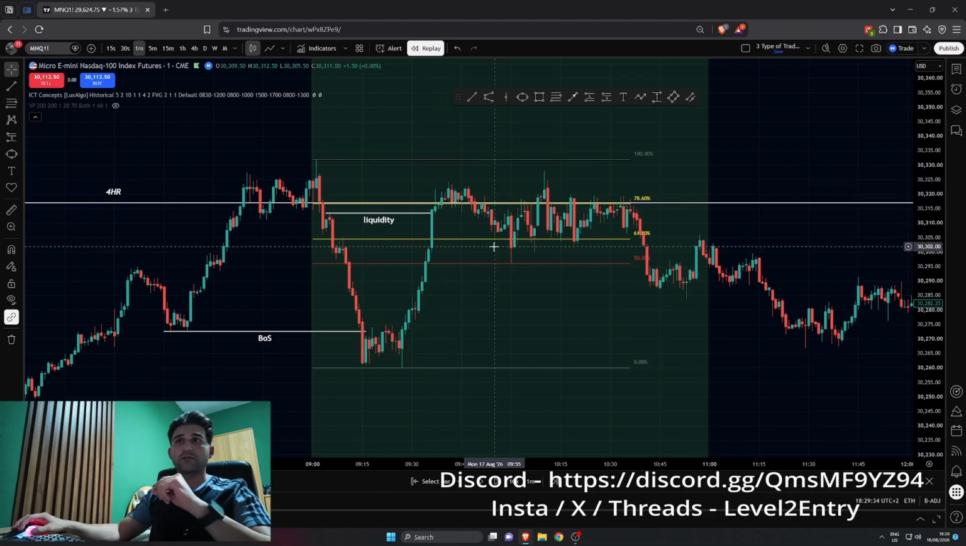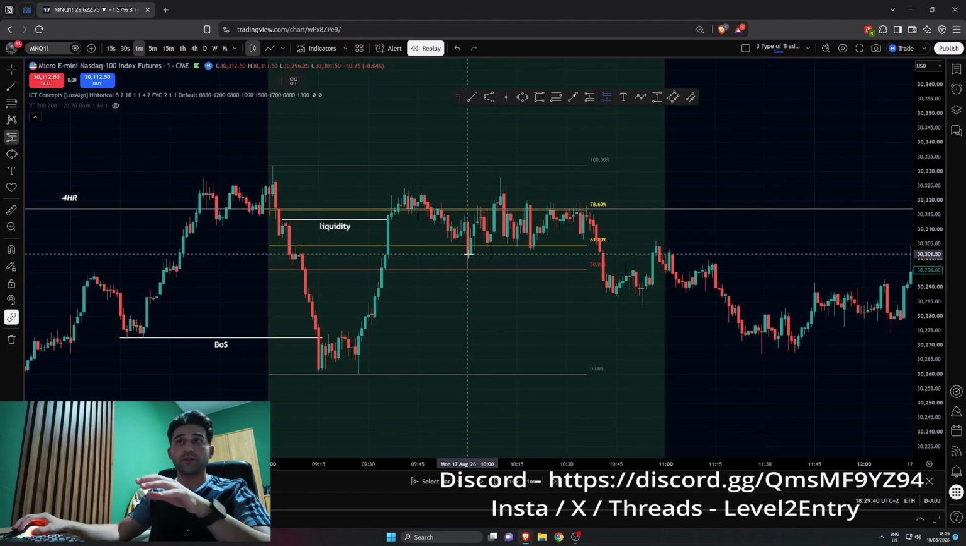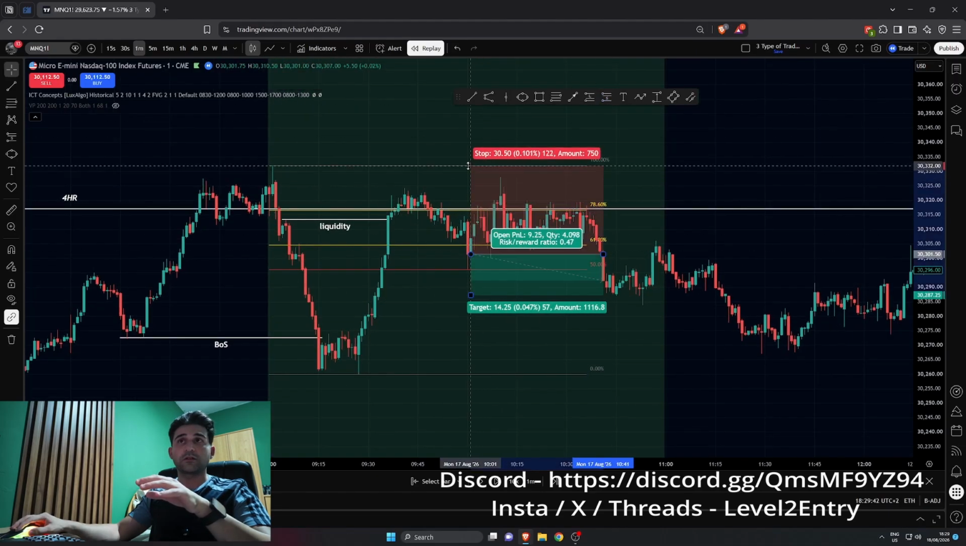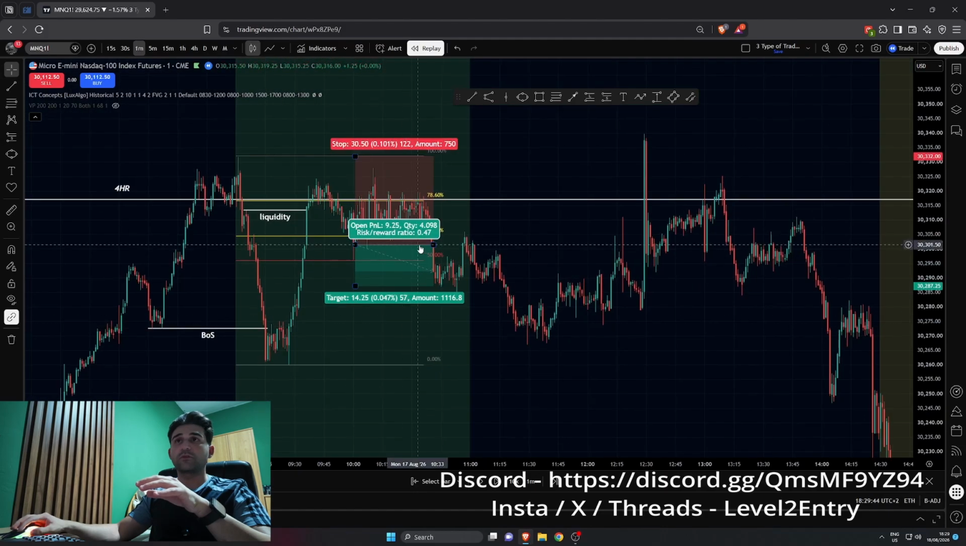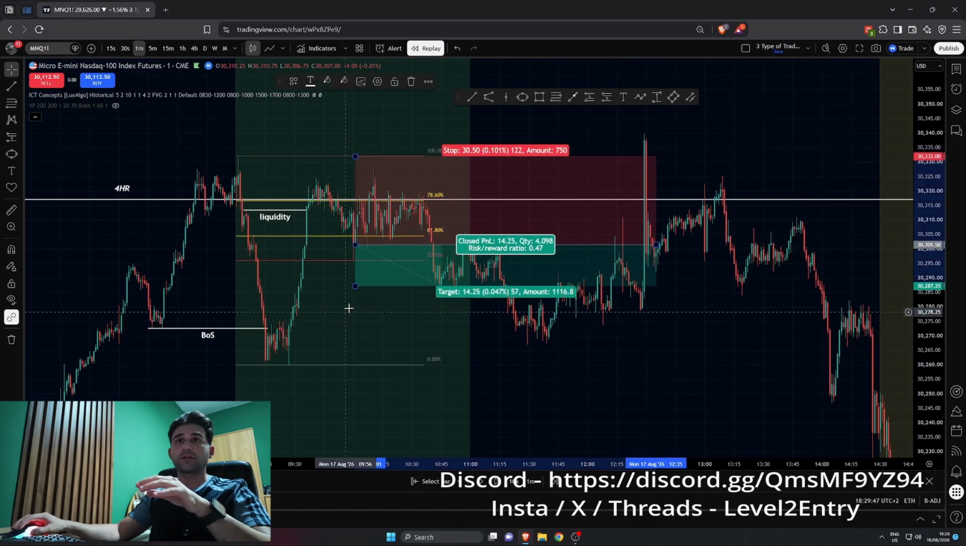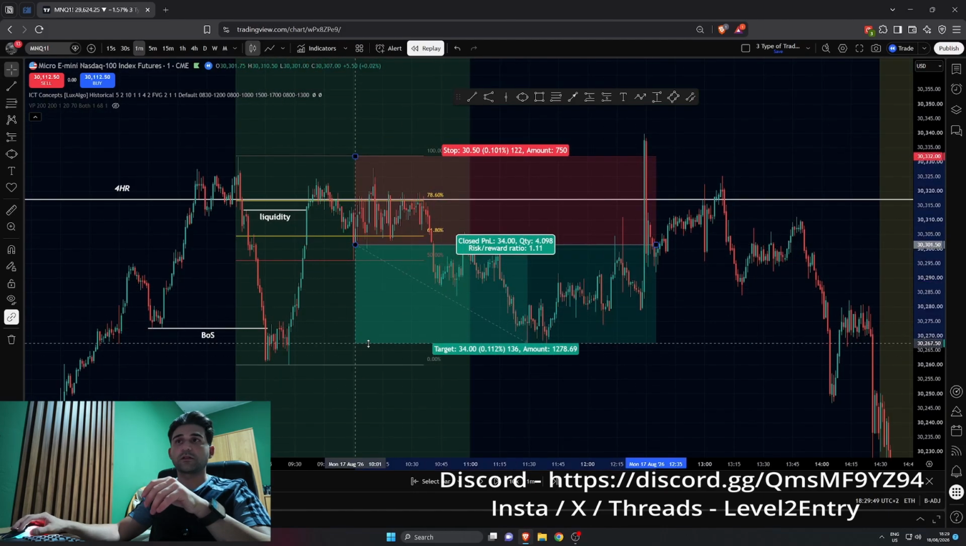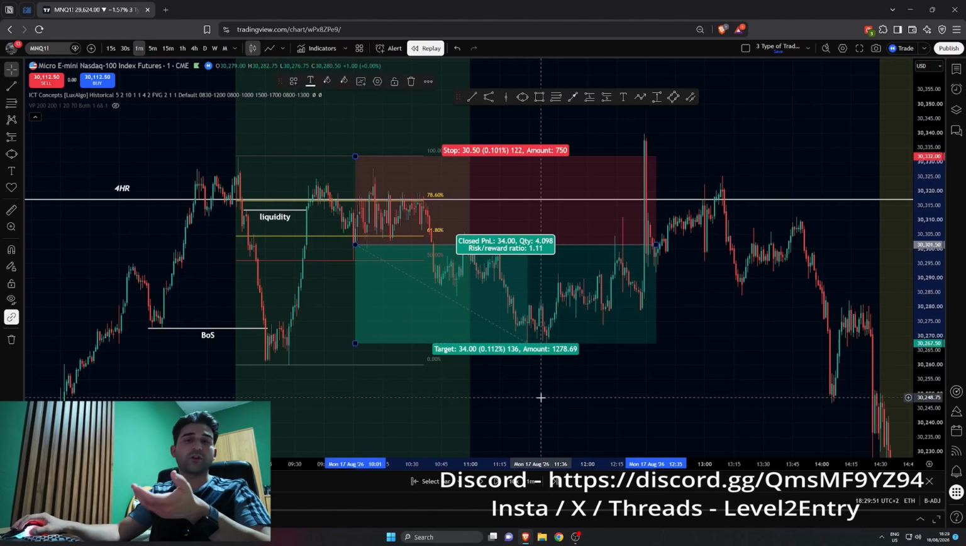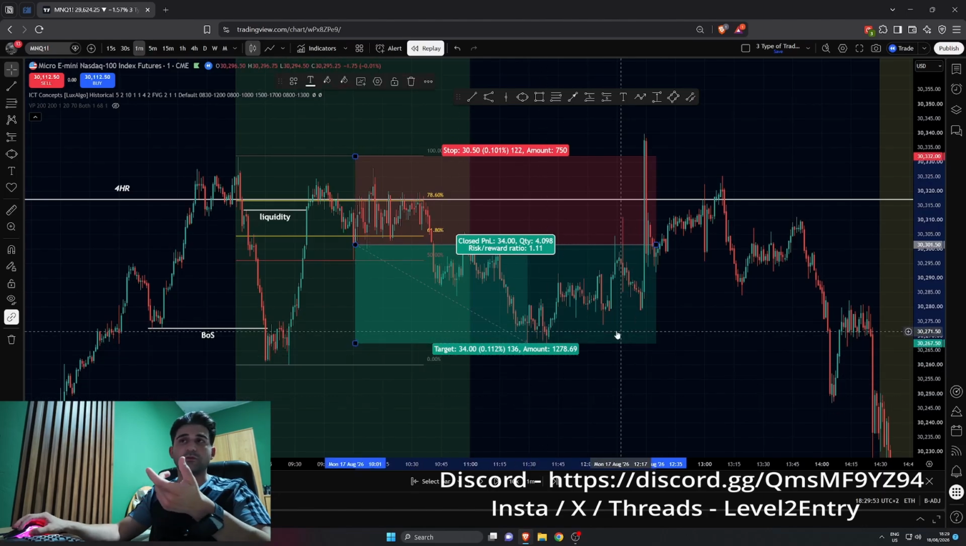Again, it filled this IFVG, so this was still a good short to take, but eventually you would have been stopped out right here, because if you were looking to make the 2.5 R, I mean, you would have been stopped out because this was only 1.11 R.